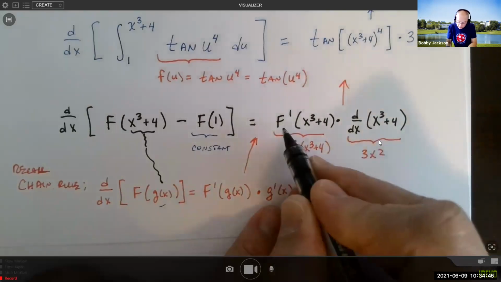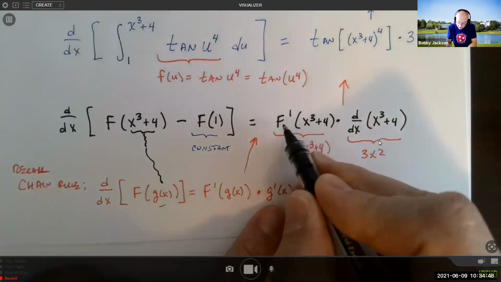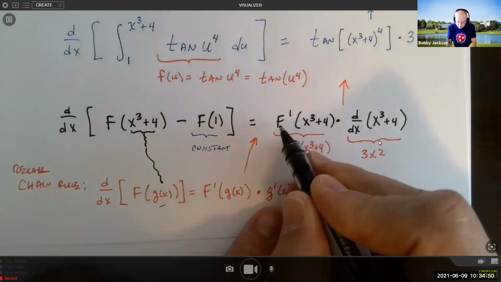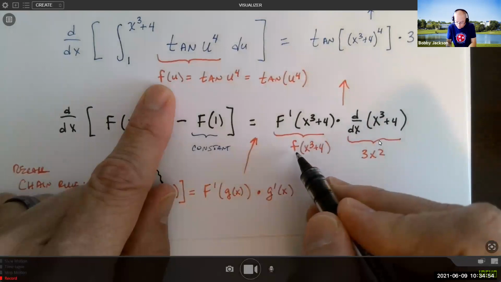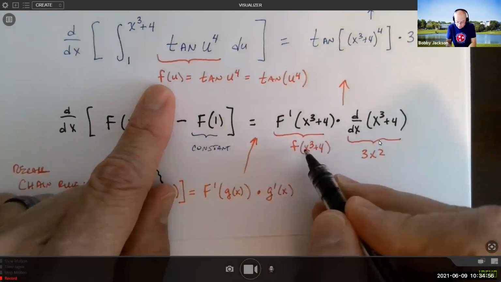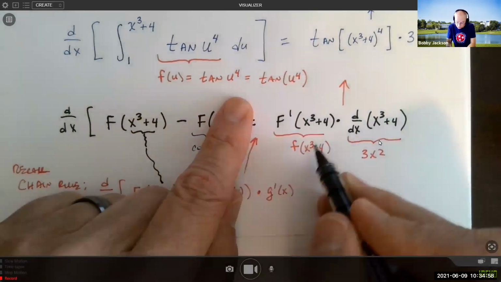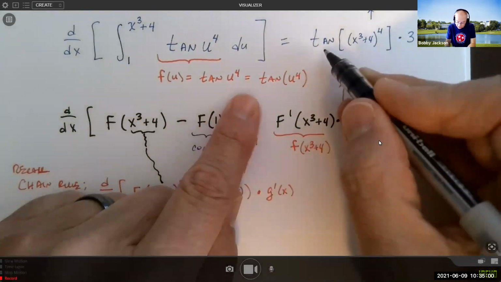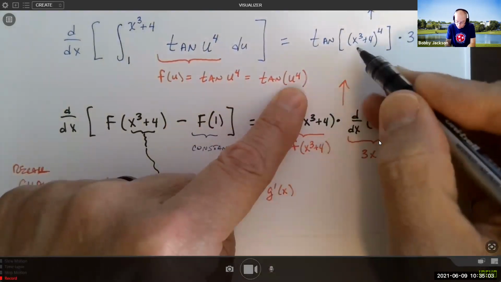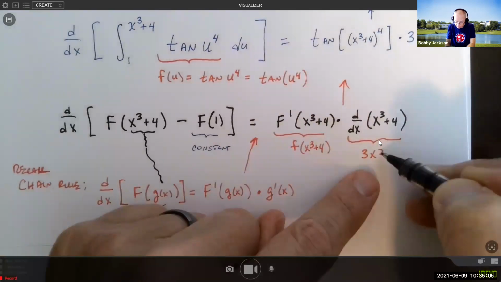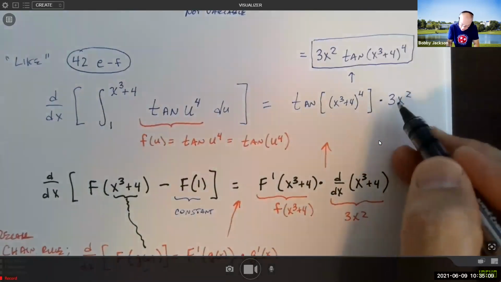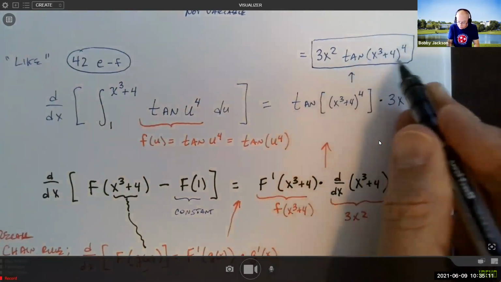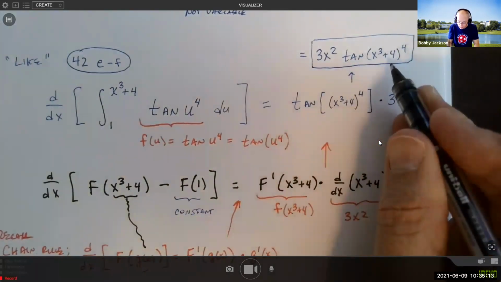So what is capital F prime? Well, again, capital F is the antiderivative of little f, right? So it's going to be little f of x cubed plus 4. What is little f of x cubed plus 4? Well, I replace u with x cubed plus 4. So I've done that here. Tangent of x cubed plus 4 to the 4th times what? The derivative, 3x squared. And then if I want to bring that 3x squared in front and write it this way, this is the way you'll typically see it, written.